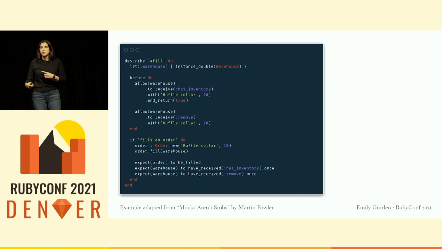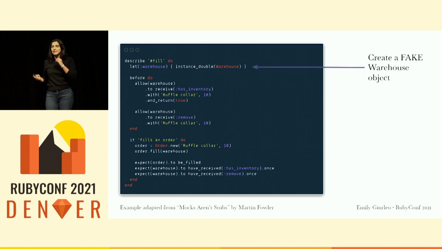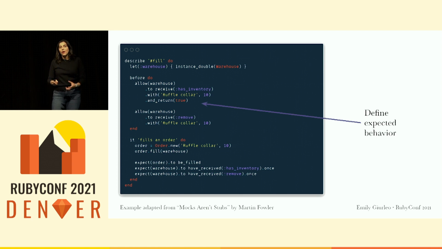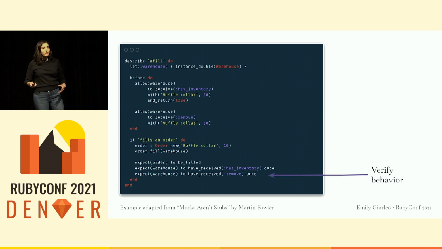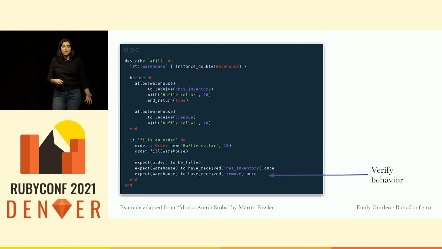Now, what if we tested it using a mockist approach? Instead of creating a real warehouse object, we can create a fake object using the instance double method. And then we can define the expected behavior of our fake object. We can say which methods we expect to be called on it, even with which arguments, and we can define what we want those methods to return when they're called. Finally, after we pass that fake warehouse to the fill method, we can verify that the fake object had the right methods called on it, that our fill method behaved as we intended.